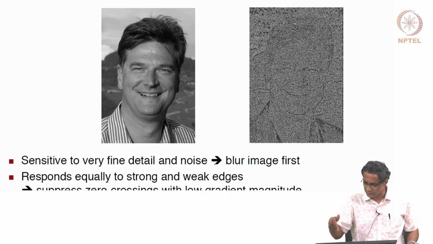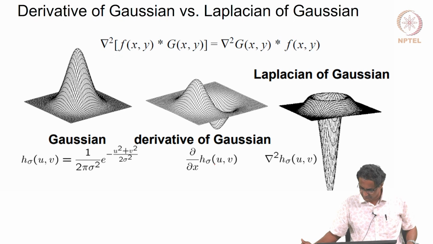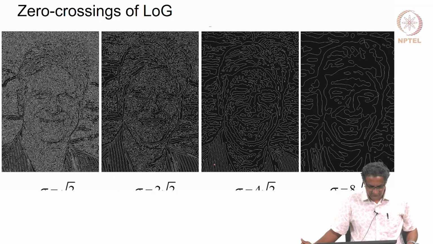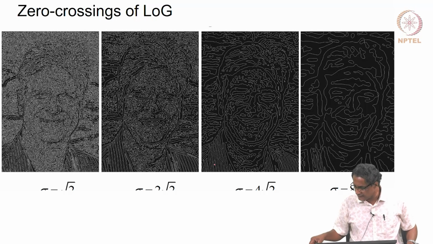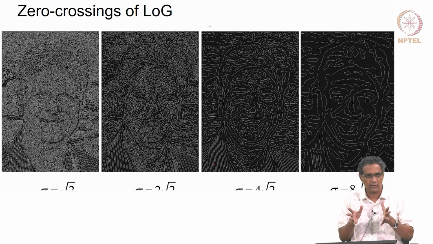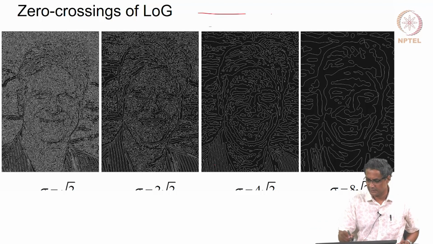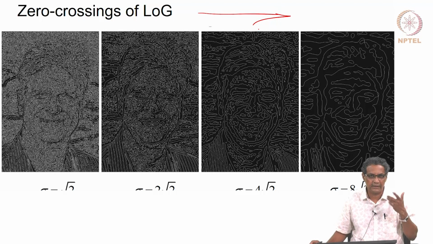This is to show that the Laplacian is going to be very sensitive to noise, therefore you should actually blur it with a Gaussian. This is the Laplacian of the Gaussian. Now you see, if you look at the zero crossings and increase your sigma, you are getting more significant information. As you traverse from here to here, as you keep increasing sigma, all the frivolous edges are going away.